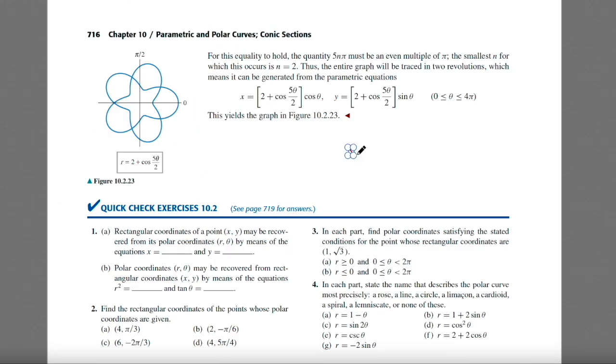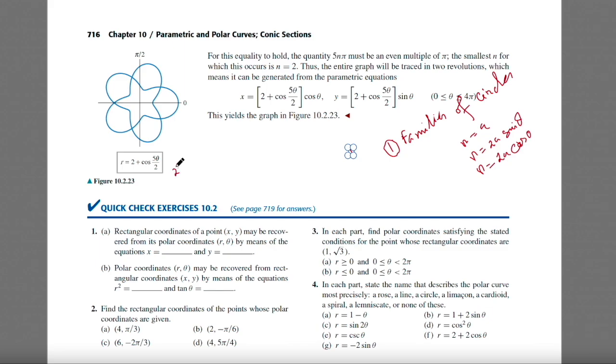Let me review the whole class today and yesterday. What we learned in our last class, we discussed families of circles, and those were r equal to a, r equal to 2a sin theta, r equal to a cos theta.